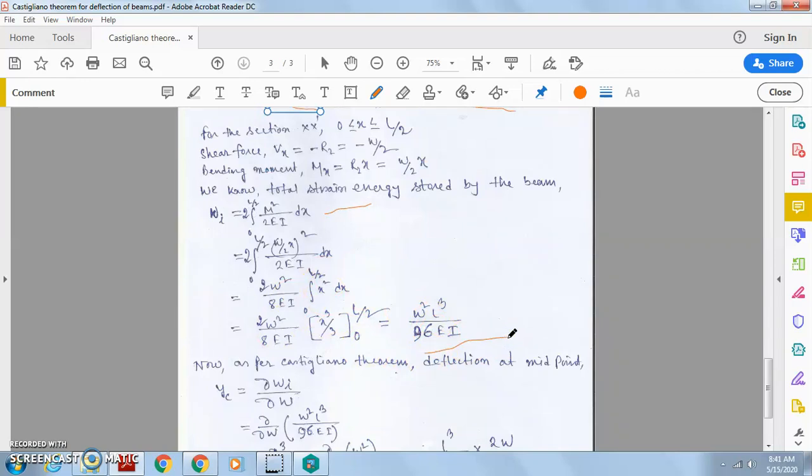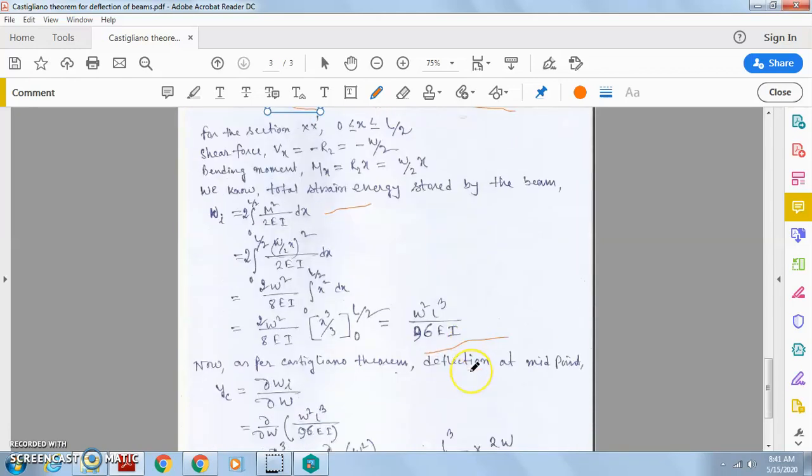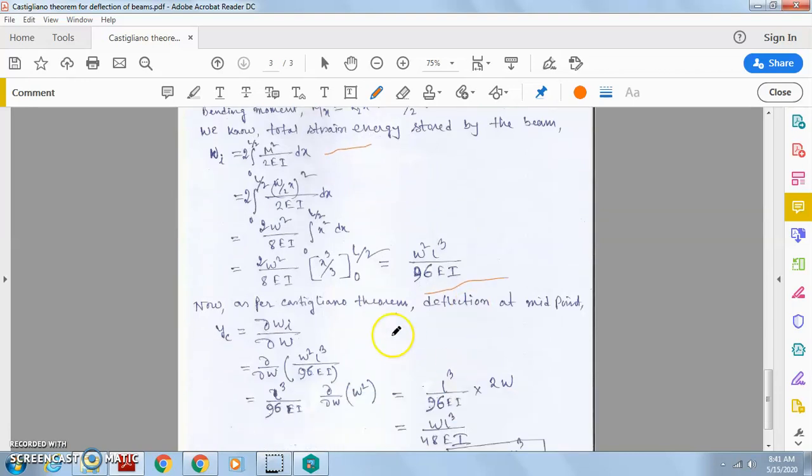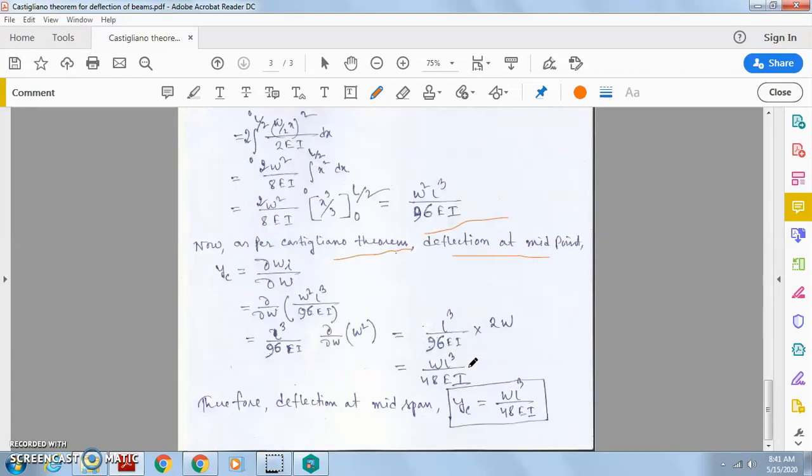That means the total strain energy for the whole span of the simply supported beam is W square L cube by 96 EI. As per Castigliano's theorem, the deflection at the midpoint will be del Wi divided by del W. As the middle point has a load W, we take the partial derivative of Wi with respect to W, so del by del W of W square L cube by 96 EI. After solving the derivative, we get WL cube by 48 EI. Therefore, the deflection at mid span, Yc, equals WL cube by 48 EI.